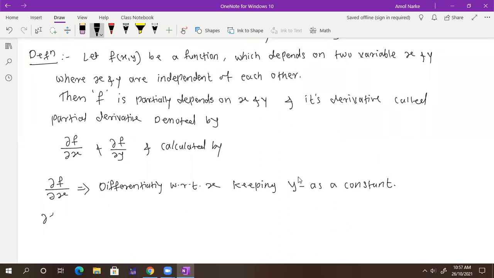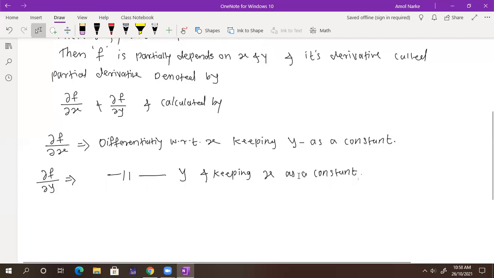Can someone tell me how we calculate this then? Yes, differentiating with respect to y and keeping x as a constant. That's it. Let's take one example, a simple example.